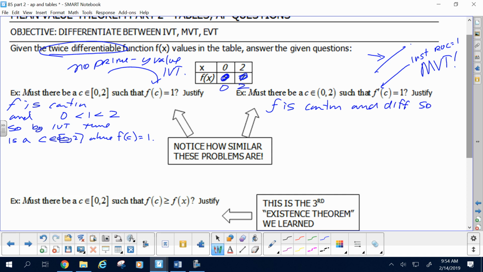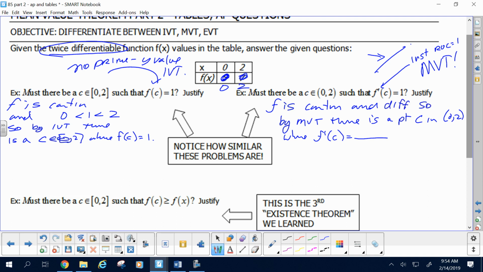So by MVT, there is a point C in 0 to 2 where F prime at C is... we can't just say, yeah, it's 1. We have to show that we understand the idea. So the instantaneous rate of change equals the average rate of change.